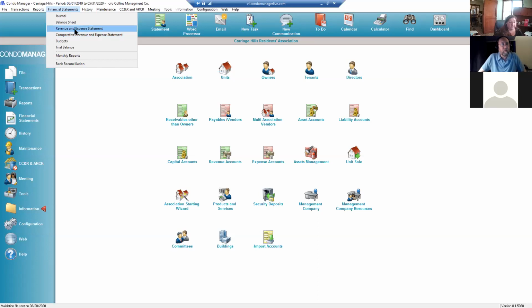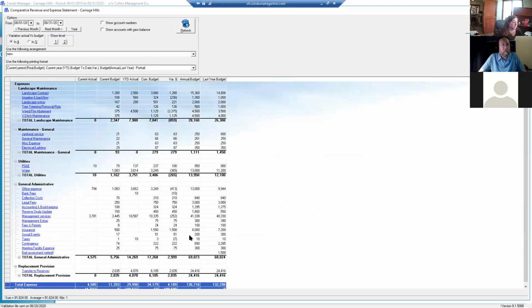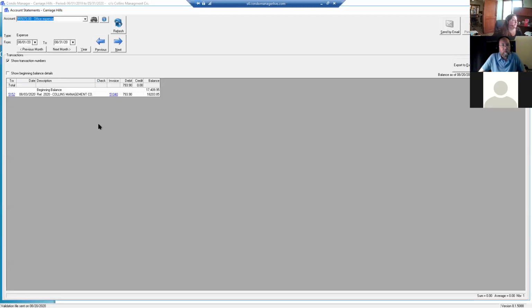It doesn't give you your budget at all. I like the comparative revenue and expense statement. This will actually give you current month activity if you hit refresh. And then, of course, if you wanted to go through and say, oh, well, why am I over budget on my office expense by $413? You can actually click on that expense line item.